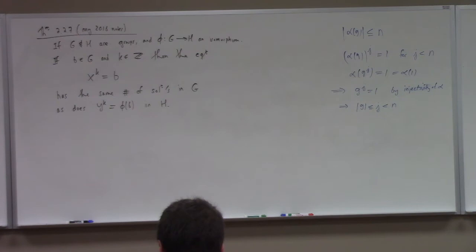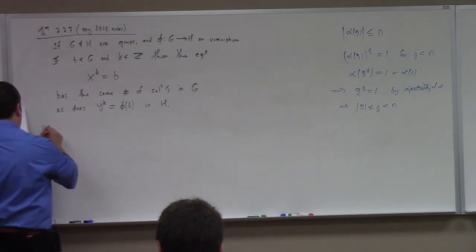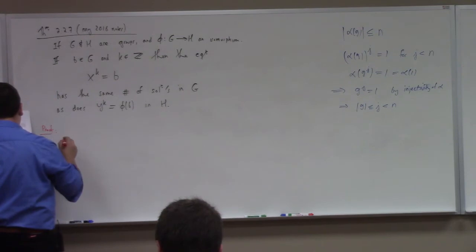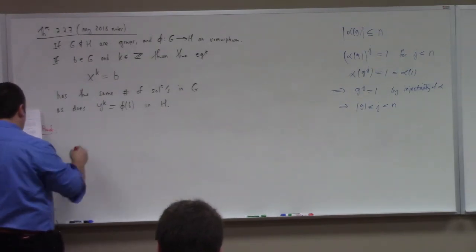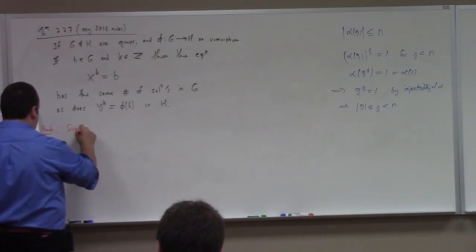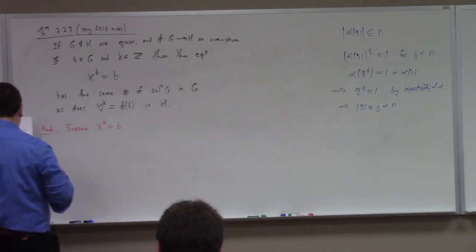Since equations are easier to think about than other things sometimes, this is an extremely useful theorem just for intuitive purposes, right? So here's the proof. Let everything be as in the statement of the theorem. Suppose x to the k equals b, right?